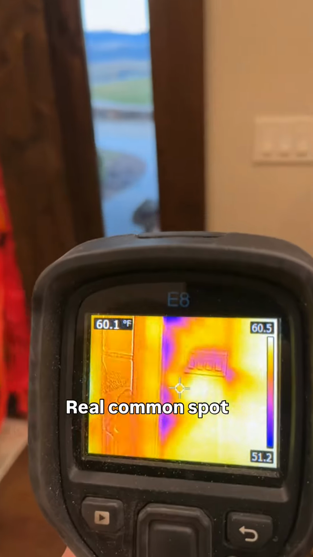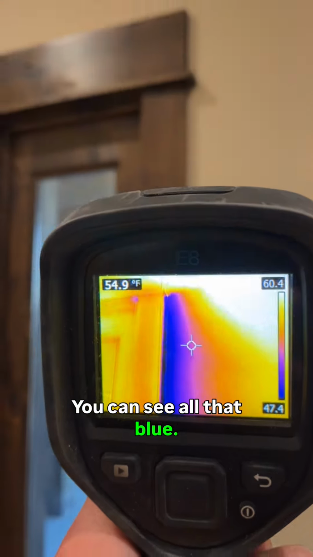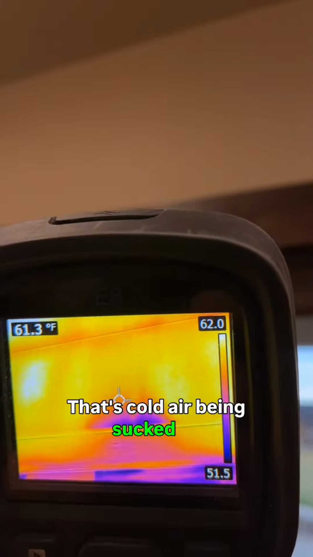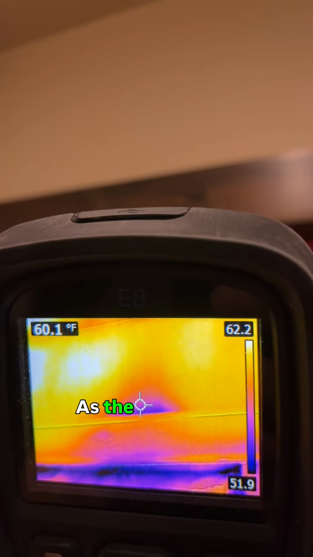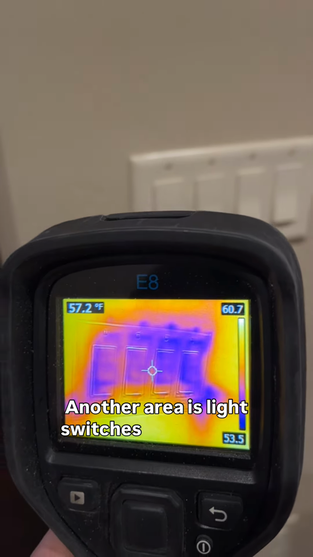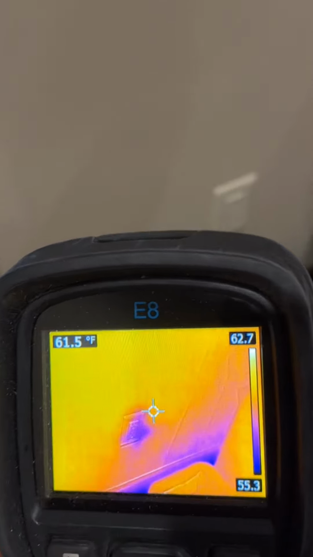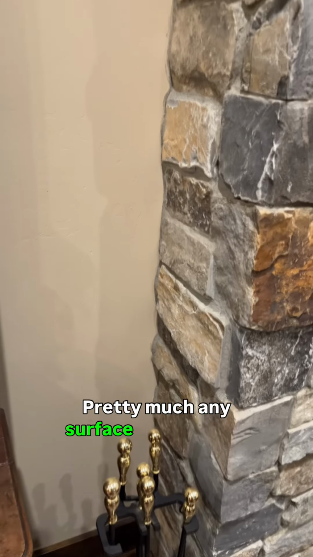A real common spot is around windows and doors, around the trim here. You can see all that blue. That's cold air being sucked in as the air inside is being blown out. Another area is light switches and outlets, things like that on exterior walls. Pretty much any surface intersection.